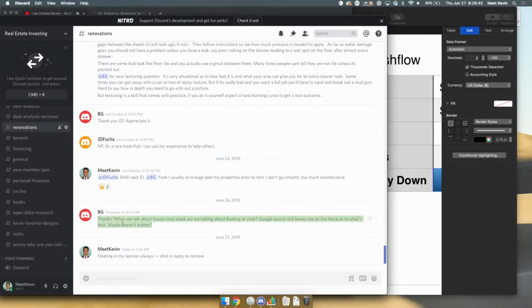Let's jump on over to renovations. I'm going to make a quick note here. Renovations, there was a question here about should you float floor or do stick floor? So along that same line, I'm not a big fan of doing things that aren't easily going to be changeable in the future.